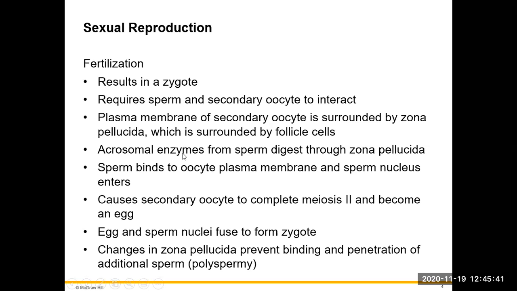The sperm has acrosomal enzymes, and these digest the zona pellucida so that the genetic material from the sperm can be deposited into the ovum. Sperm binds to the oocyte plasma membrane, and then the sperm nucleus enters. This leads the secondary oocyte to complete meiosis II and become an egg. Then the egg and sperm nuclei fuse and a zygote is formed. Changes in the zona pellucida prevent binding and penetration of additional sperm, which we call polyspermy. That's why under normal circumstances only one sperm penetrates the egg to form a single zygote.